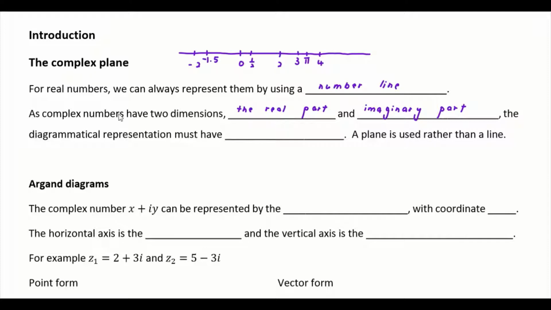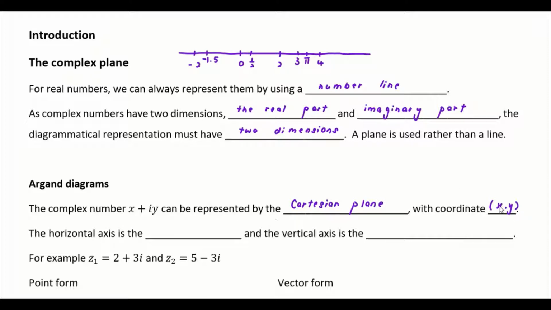Since the complex number consists of two parts, for the representation we also need two dimensions. That's why we cannot use a number line to represent them, but we use a plane. The complex number x plus iy can be represented on the Cartesian plane, similar to coordinate geometry, where you plot the point with x and y.